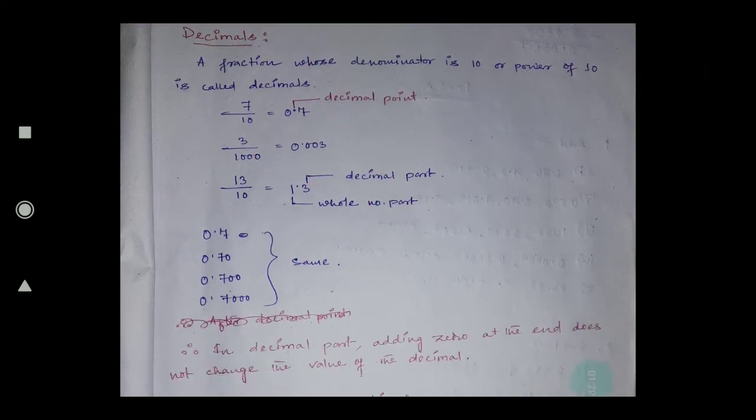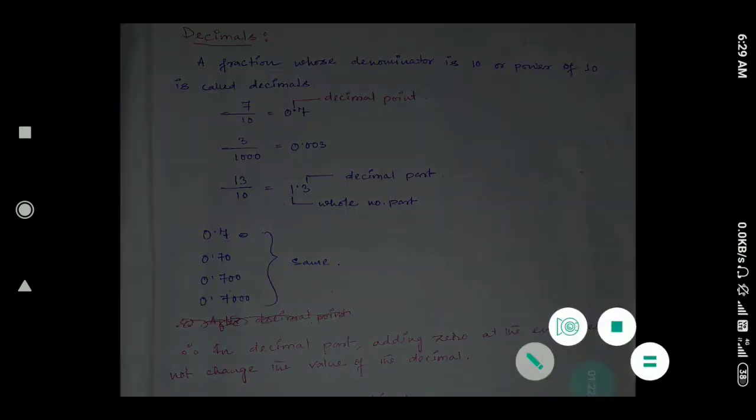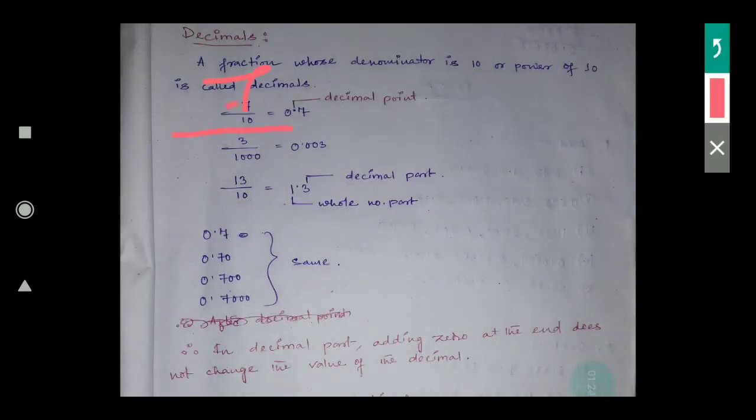Now see, suppose one number is given as 7 by 10. How many zeros are there in the denominator? One zero. That means it will be a one decimal place number: 0.7. This dot is called the decimal point.